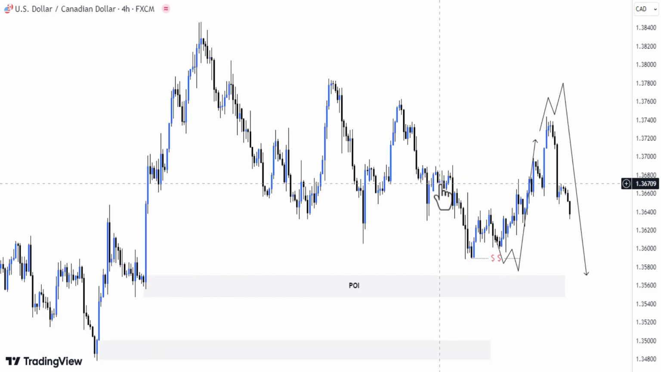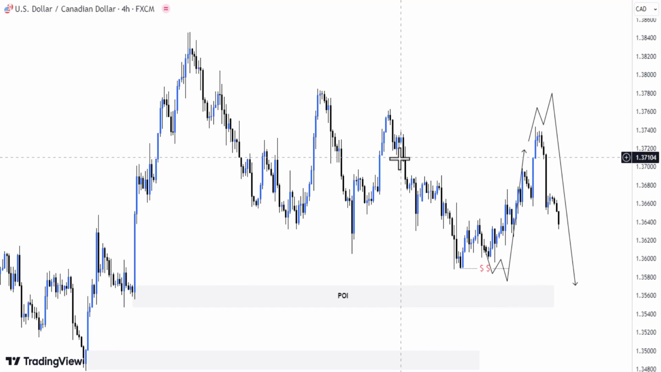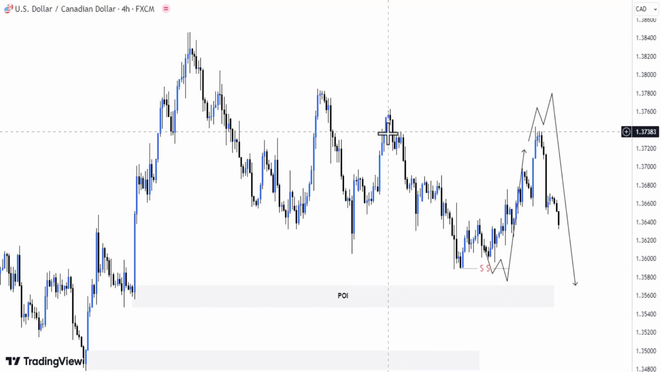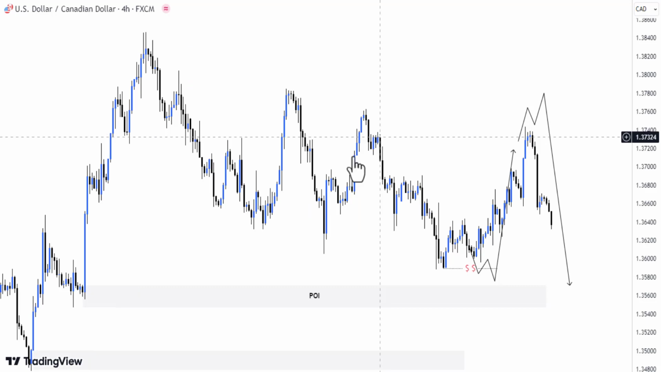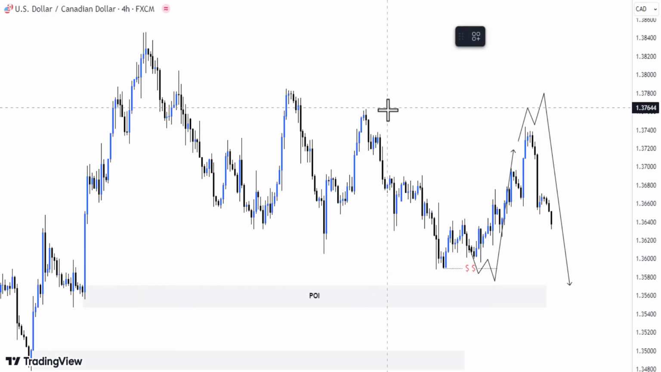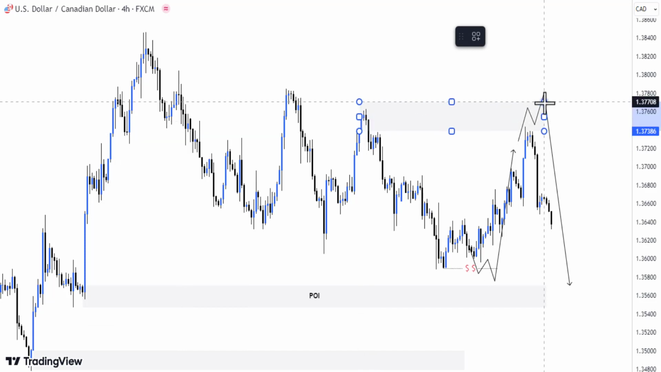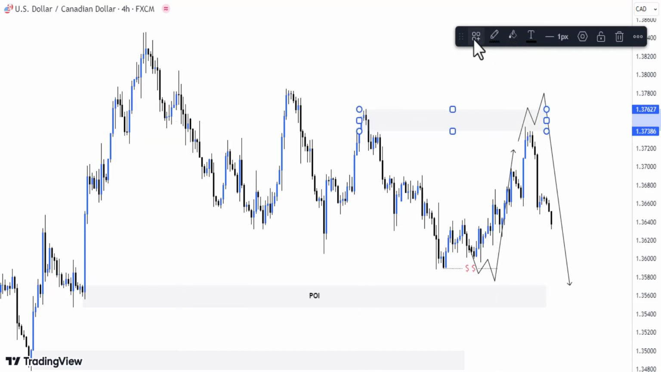Notice how the price action around the POI zones gave us clear entry and exit signals. The precision of these moves shows the reliability of POIs when combined with other technical analysis tools. Here, the double top formation and the failure to break the resistance level provided additional confirmation for the bearish move.